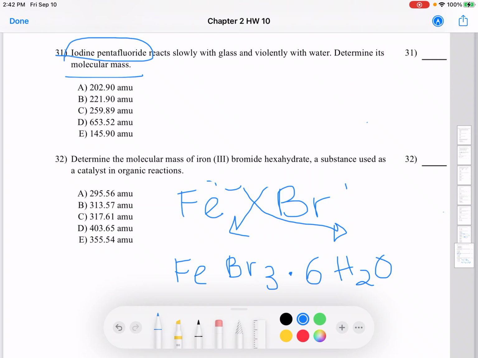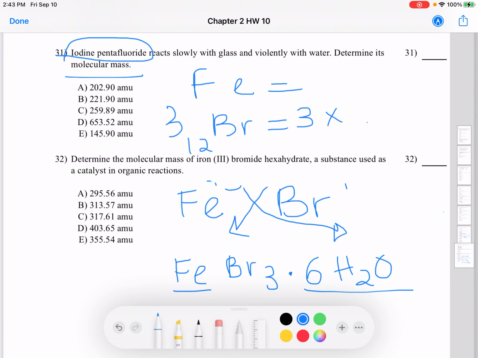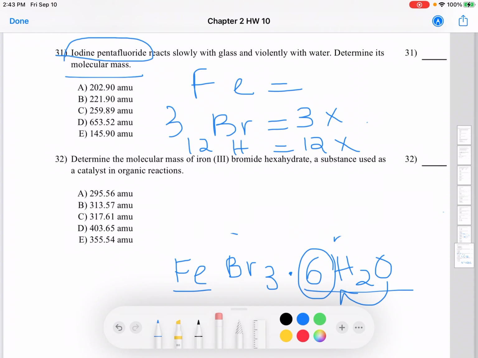Molecular mass. Again, there is 1 iron, so you find the mass of the iron. 3 bromide, 3 times the atomic mass of bromide from the periodic table. And then the 6 water. In 6 water molecules, there are 2 times 6, 12 hydrogens. So 12 times the molar mass of hydrogen. And there are 6 water molecules, meaning 6 oxygen. So you would write 6 times the molar mass of oxygen.